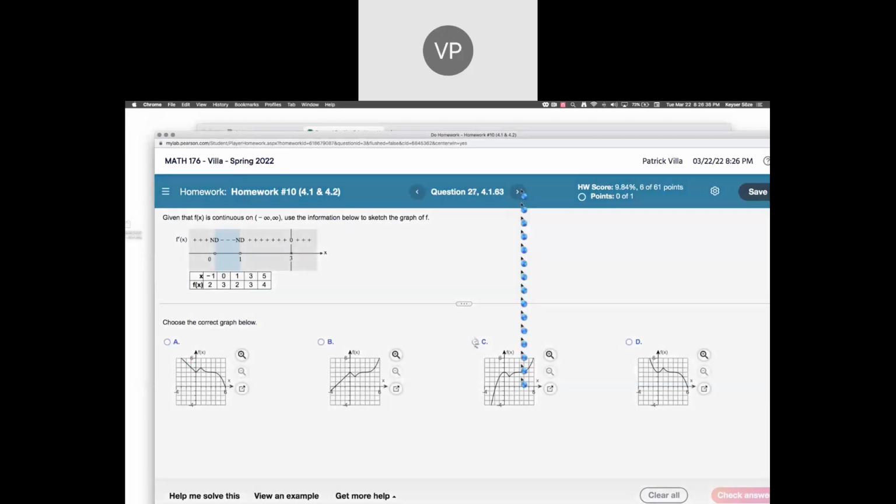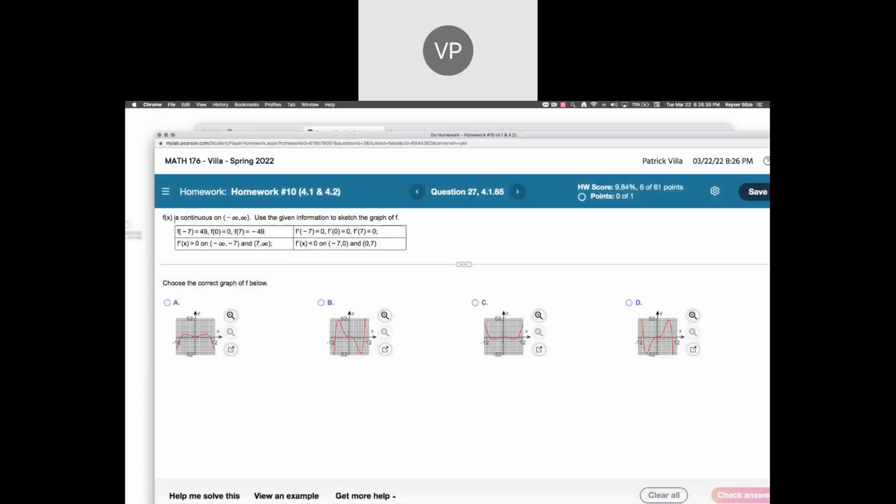All right, so we'll look at number 27 now. The graph is continuous. That means there's no gaps, no holes, nothing, no jumps. Use the information to sketch the graph. All right, so a couple things here. You have to know what the language is that they're saying. They tell you f of negative 7 is 49. Remember, that's the original function. All of these in this first box, these are actual coordinates. There's a coordinate negative 7, 49. There's a coordinate 0, 0, and a coordinate 7, negative 49.